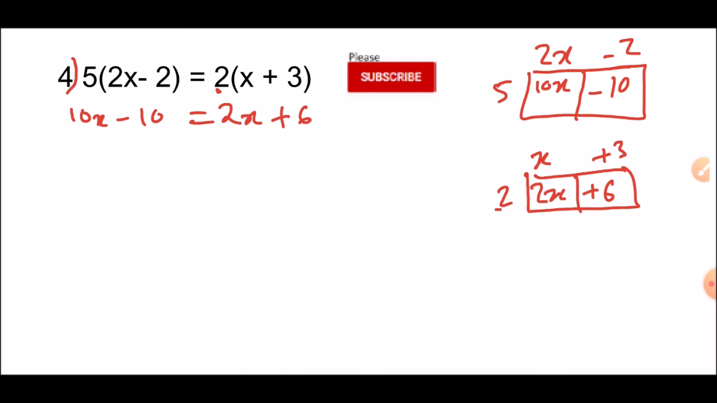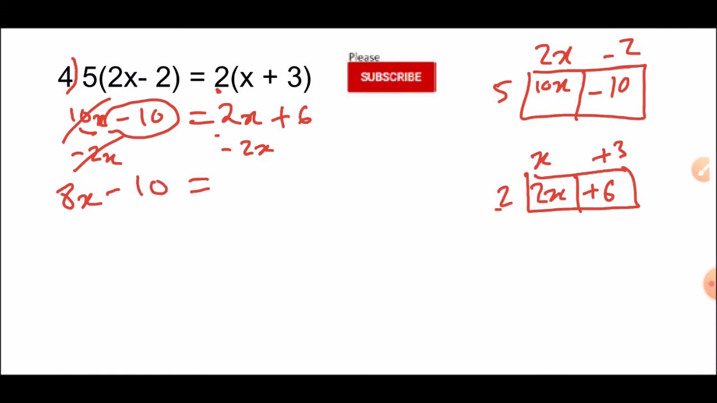Now we have to decide which side do we want to collect all the x's. I can see there's more x's on the left hand side because I can see 10x. So that means I do not want any x's on the right hand side. So I have to get rid of the 2x. So I do that by taking away 2x on the right. But if I take away 2x on the right, for it to balance, I have to take away 2x on the left as well. So now on the left hand side, 10x take away 2x is equal to 8x. And the minus 10, we've done nothing to that, so that just comes down. And on the right hand side, 2x minus 2x is just 0. 0 adds 6, which is 6. So I can just write that as 6.